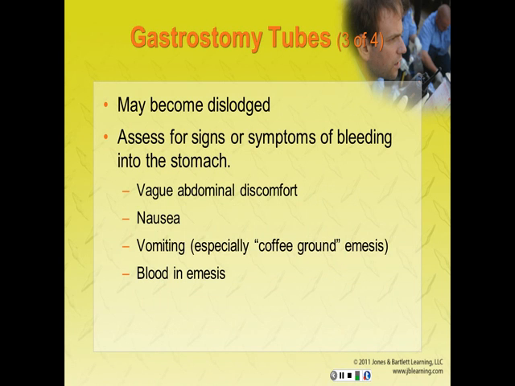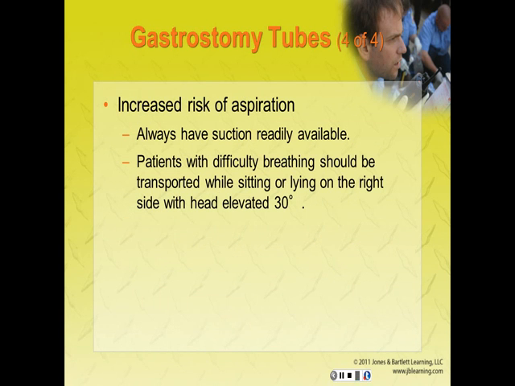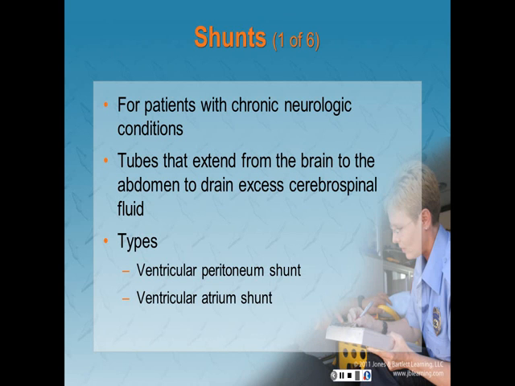They may become dislodged during the patient's normal daily activities, and you should assess for signs or symptoms of bleeding into the stomach. They may complain of a vague abdominal discomfort, nausea, vomiting, especially if it appears coffee grounds-like, or blood in the emesis. Patients may be at an increased risk of aspiration, and you should always have suction readily available. Patients with difficulty breathing should be transported while sitting or lying on the right side with the head elevated by 30 degrees. And diabetic patients who receive insulin and G-tube feedings may become hypoglycemic quickly.